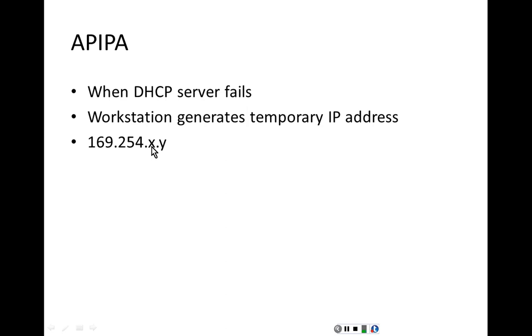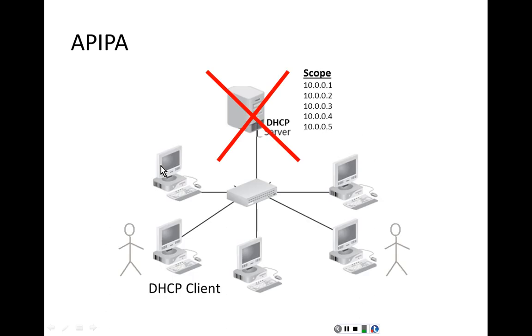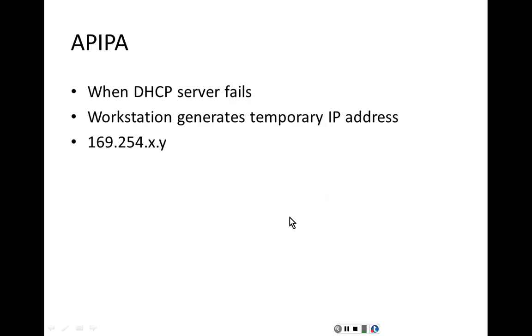169.254.x.y, whereby x and y are randomly generated numbers. The DHCP client cannot hit the DHCP server. It generates a temporary IP address of the format 169.254. Now, this IP address can only be used to communicate with other computers in the same network. It will not go through routers. It will not get you to the internet.